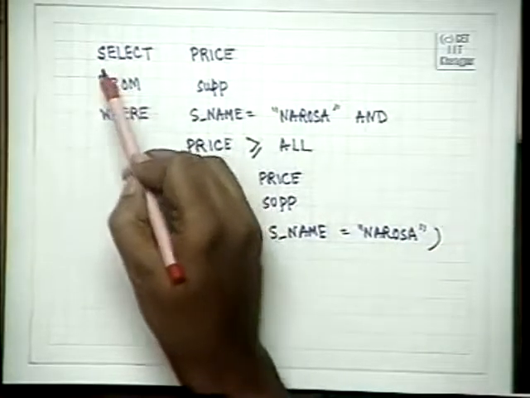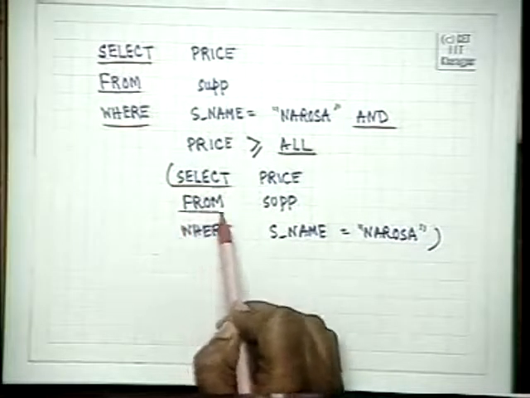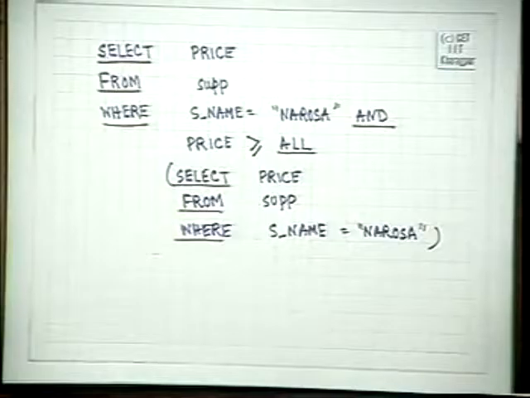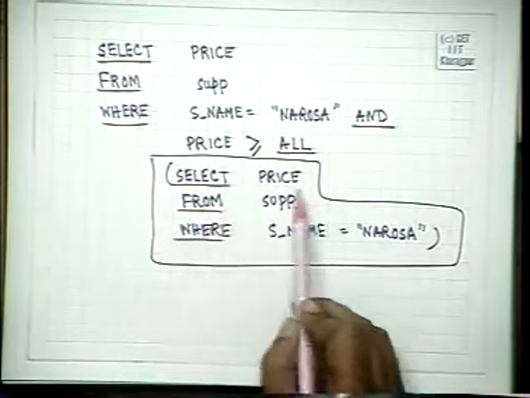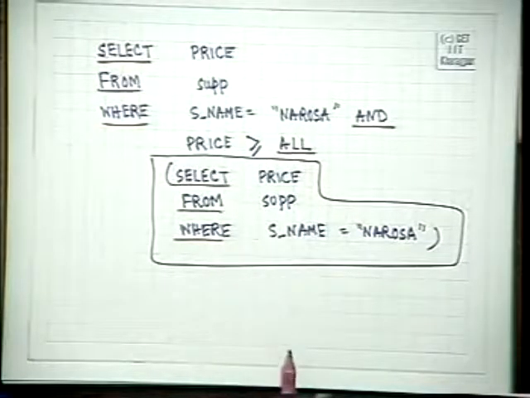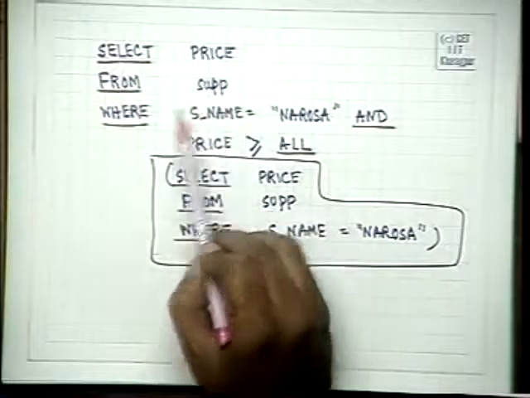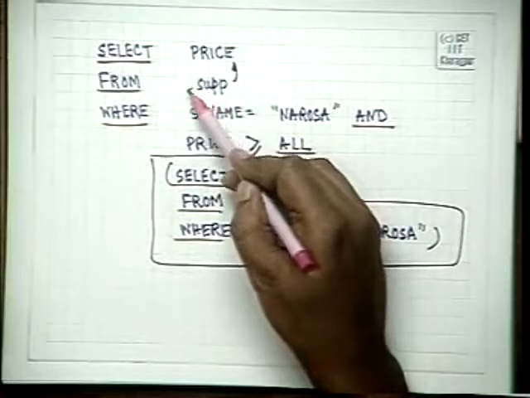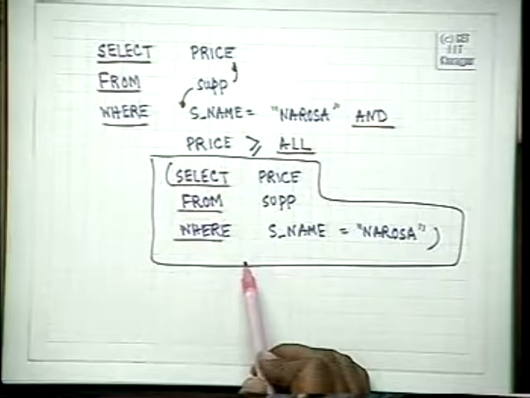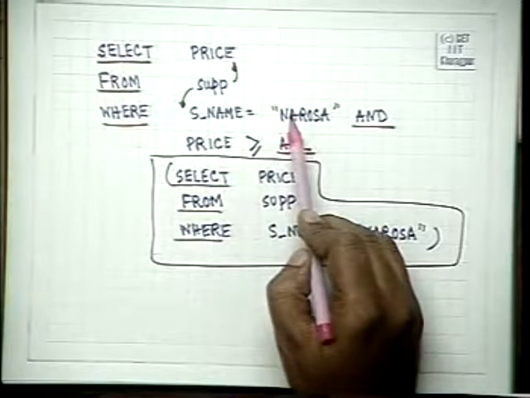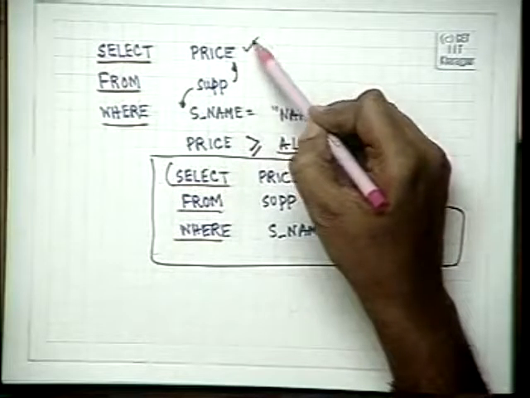Let us see what we have done. This part is the same as the original one. Select price from sup where sname is Narosa. This gives you the set of all prices of books supplied by Narosa. And now from here I want to select price from sup where sname is Narosa. This price is related to this fellow, and this price is greater than equal to all of this. So the price of Narosa which is the maximum will be the only one which is greater than equal to all of this. So that price you will get out here.